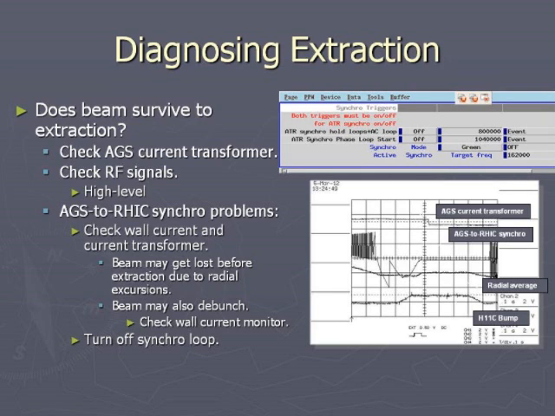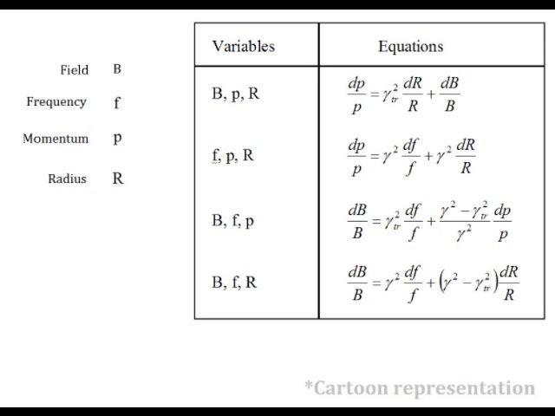One thing to note, this comes up all the time with AGS extraction. There are 4 available parameters to determine the energy and the frequency of transfer, right? There's the B field, the frequency, the momentum, and the radius. Okay, you can pick any 2 of these, right? And then the other 2 are fixed. That's the general rule. And the RF wiki actually has the equations that relate all these together.